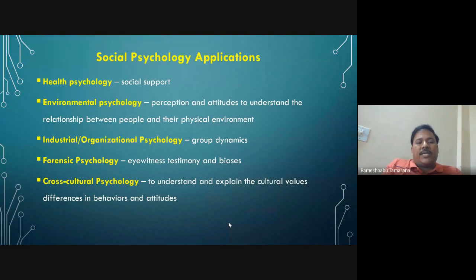And also industrial and organizational psychology uses the group dynamics concept or leadership management skills. These are all organizational skills, especially group dynamics, how a group works as a team, and how a team works as a group, in order to have a better outcome for their company or institute.